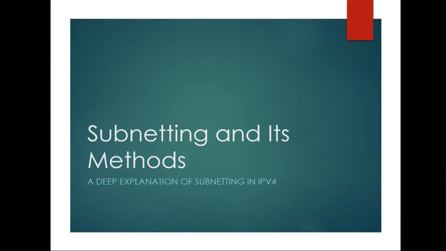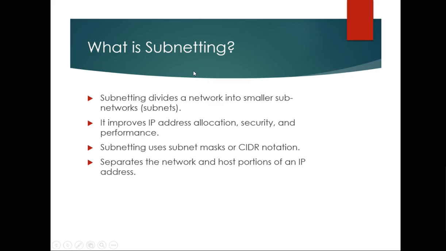So today we are going to learn subnetting and its methods. So let's get started. So what is subnetting? Subnetting divides a network into smaller subnets. It improves address allocation, security, and performance. Subnetting uses a subnet mask or CIDR notation to separate the network and host portion of an IP address.